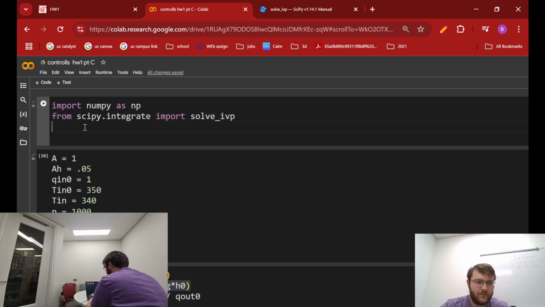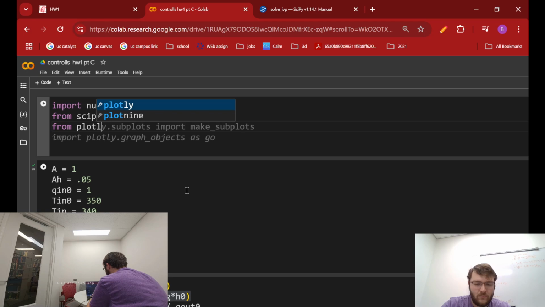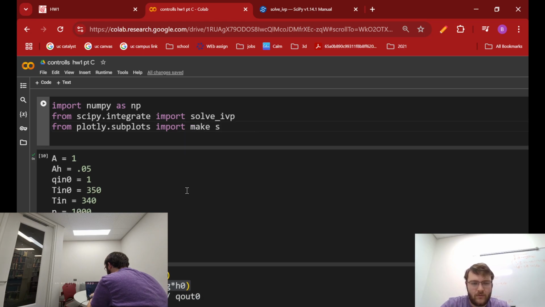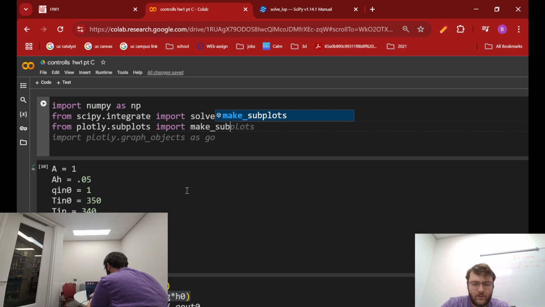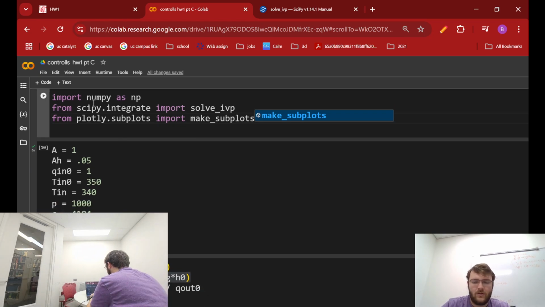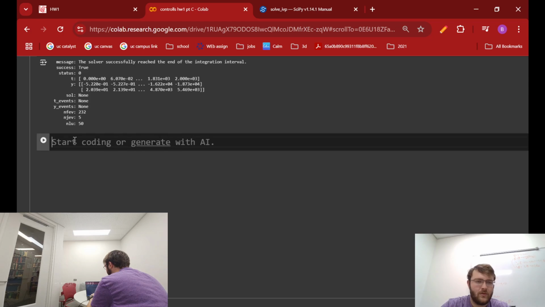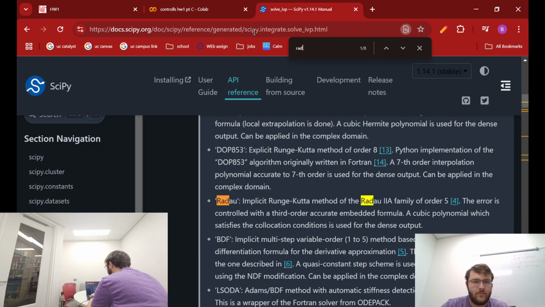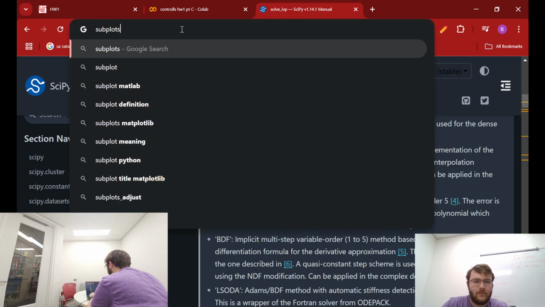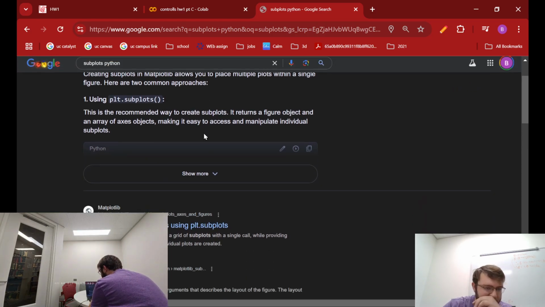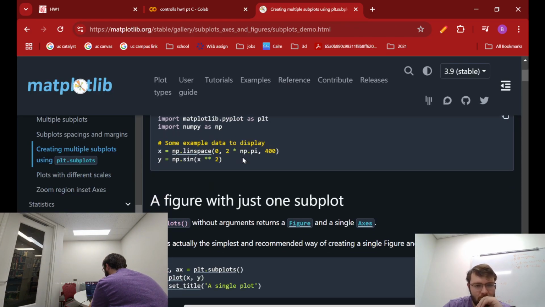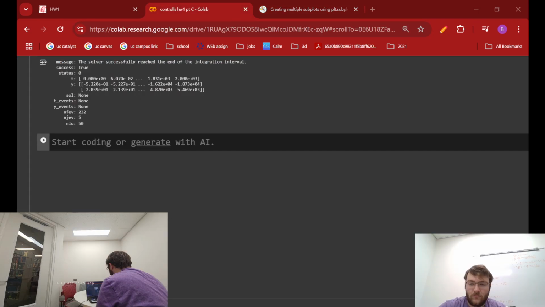Okay, here we go. So we have from matplotlib import subplots. Ooh. Well, that would be good. Then down here we have to make subplots. This is gonna take a second again. I really should have taken the time. Okay.